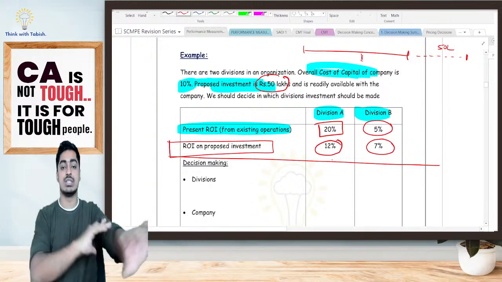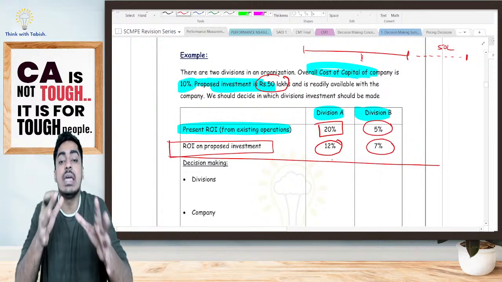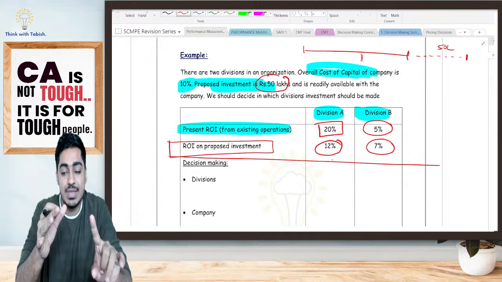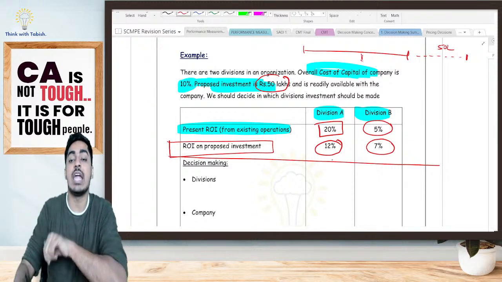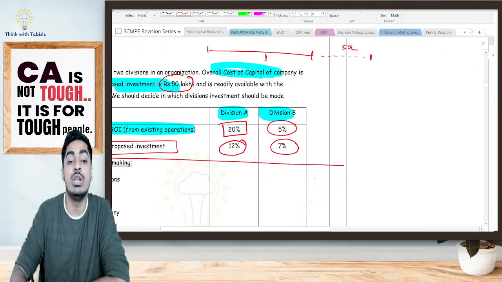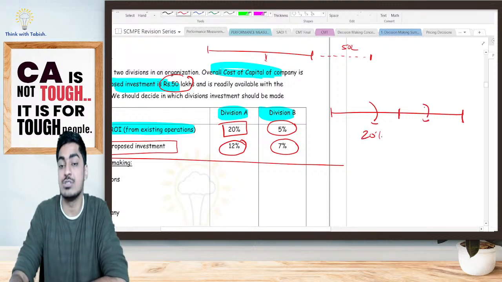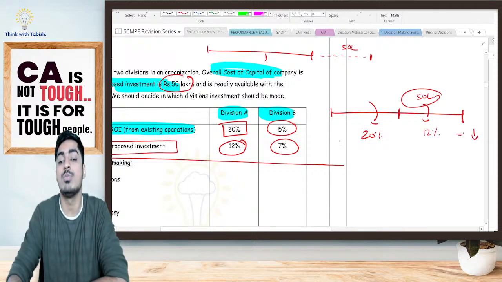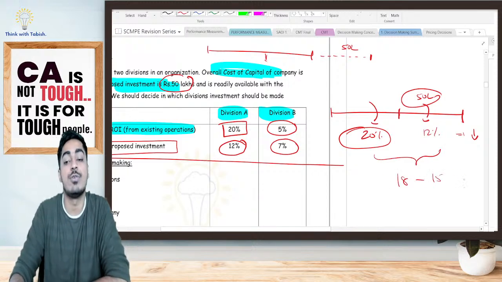Now look at this, students. Division A, the current ROI, right now my ROI is 20%. If I accept the proposal, if I accept the investment, from that particular investment I will be getting only 12%. That means my overall ROI will come down from 20%. It may come down to somewhere around 18, 15 or 14%.